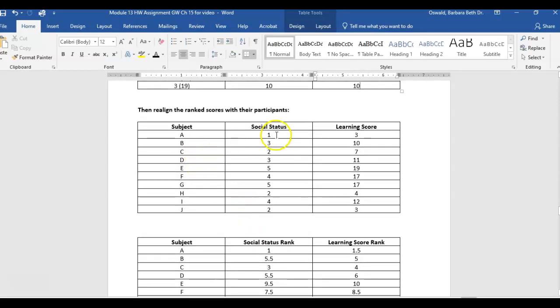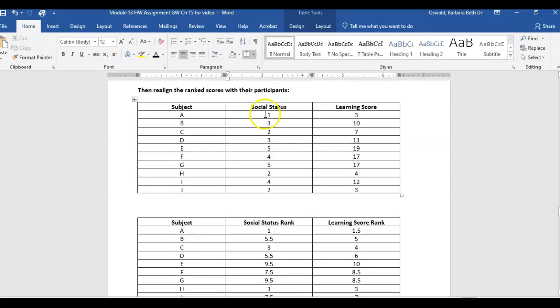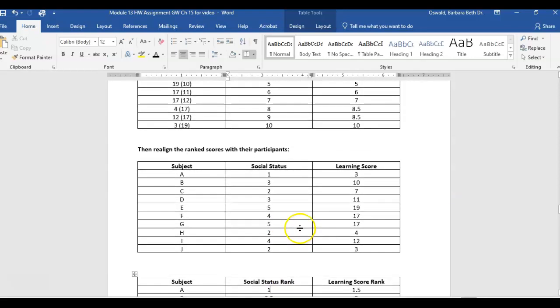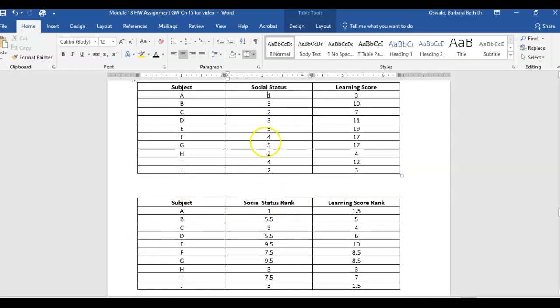But if your original score is a 1, to realign these ranked scores, you have to look at the original score and then look at the new assigned rank. So this takes a lot of double checking. Let's go to social status first. So this is the original data set, and here's where I'm going to rank those.